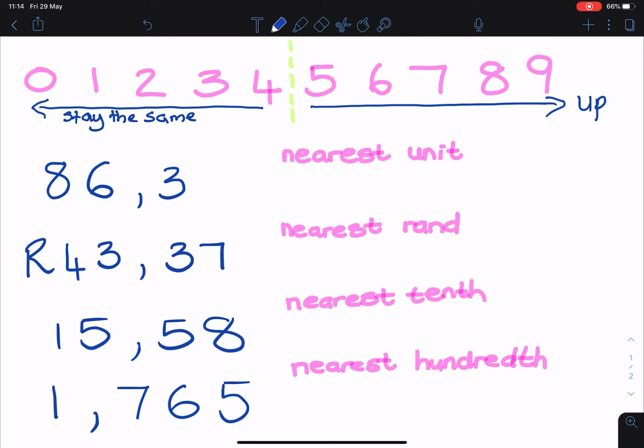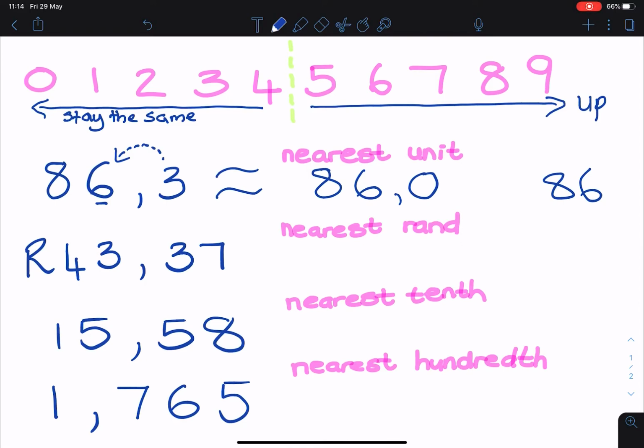86,3, and I want to round it off to the nearest unit. So we underline the number in the units column. The guy next door is the 3, and he tells the 6 to stay the same. So our answer is 86, and the guy next door becomes a 0. It would be quite correct if you just wrote 86. Both of those answers would be correct.